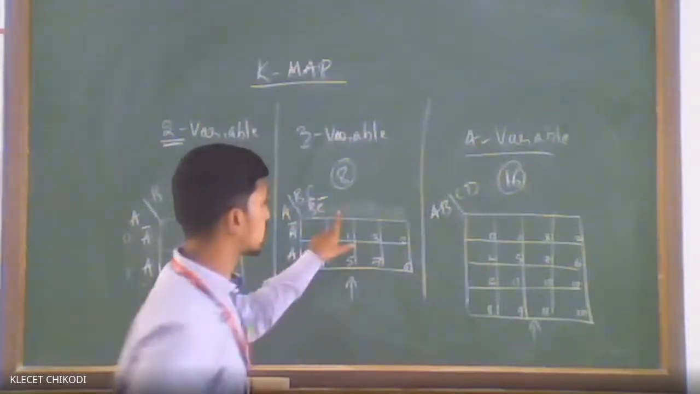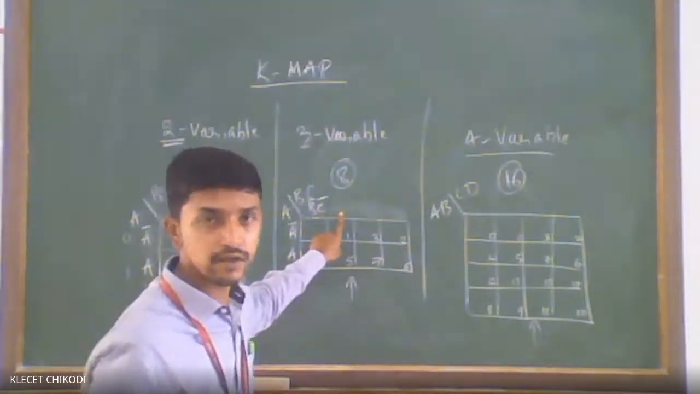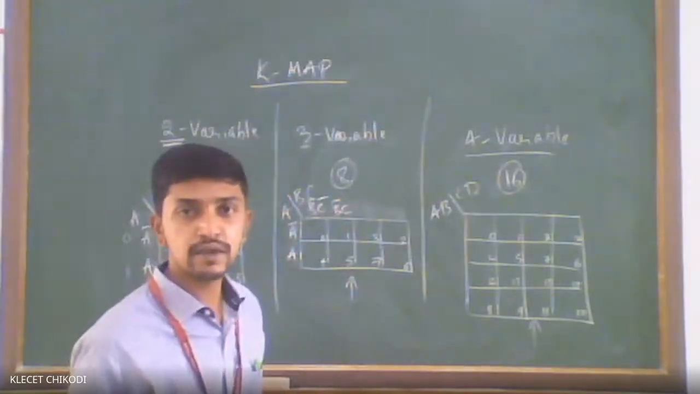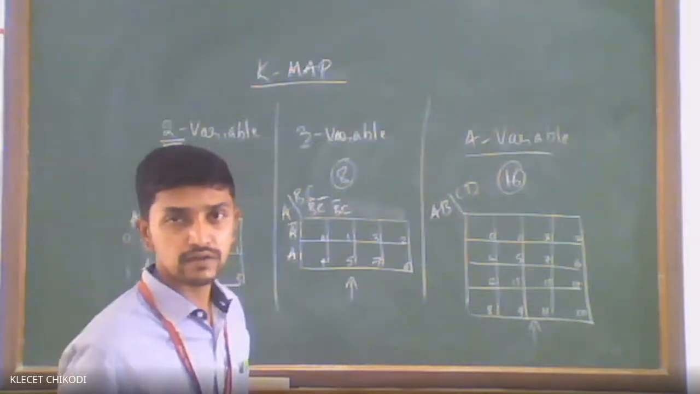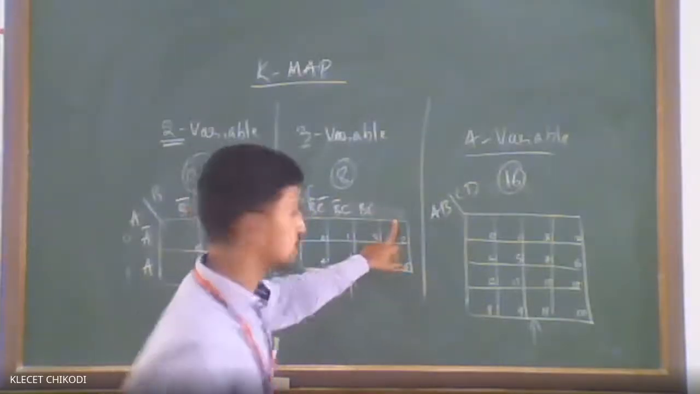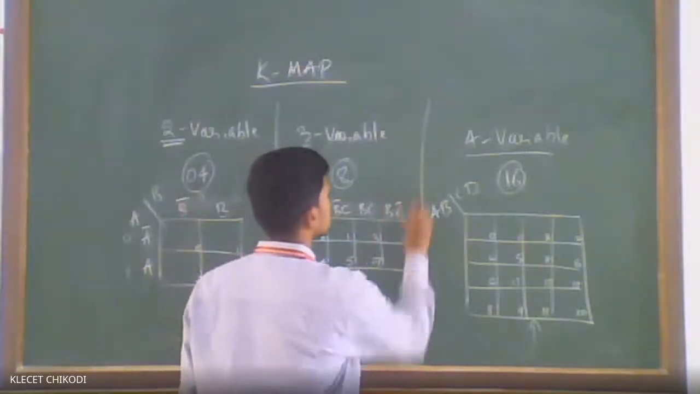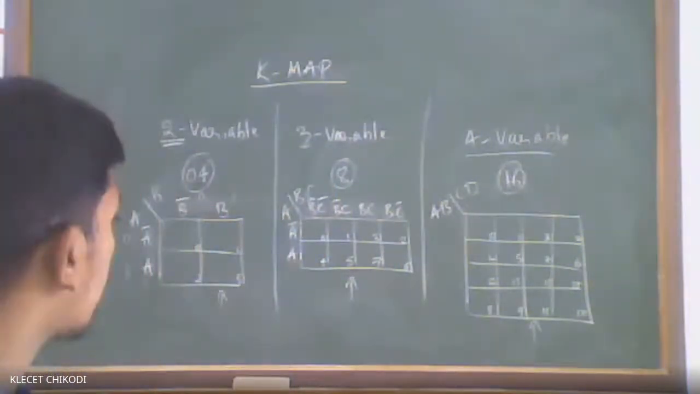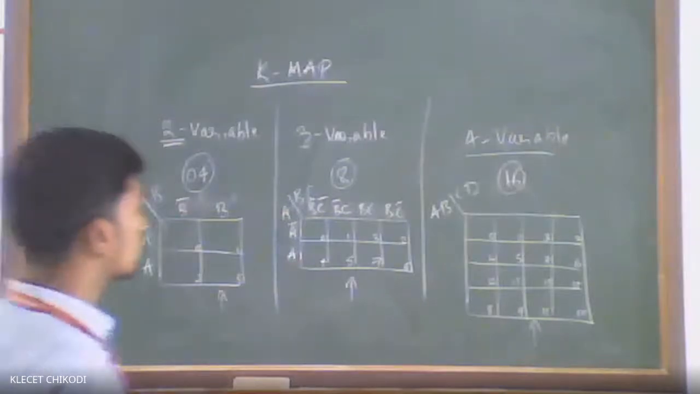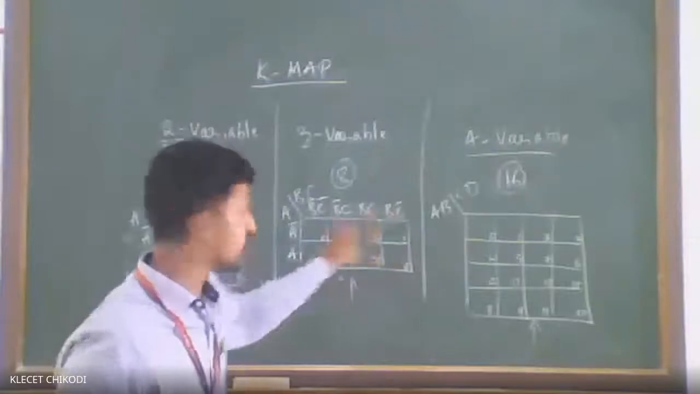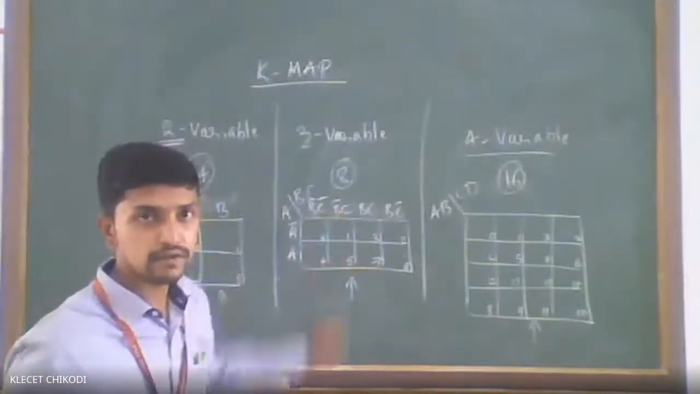Second one will be 0, 1. For that it will be B bar C. Third one it will be 1, 1. So for 1, 1 it will be B and C. And last one it is 1, 0. So again that is B C bar. Okay. You can write the schema in two ways. Either you can write 0, 0, 0, 1, 1, 1, 1, 0, or you can write it in this way. Fine.